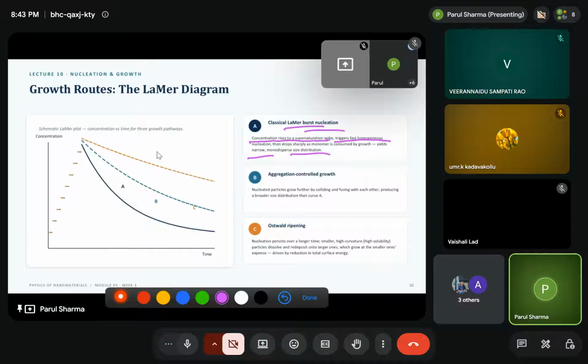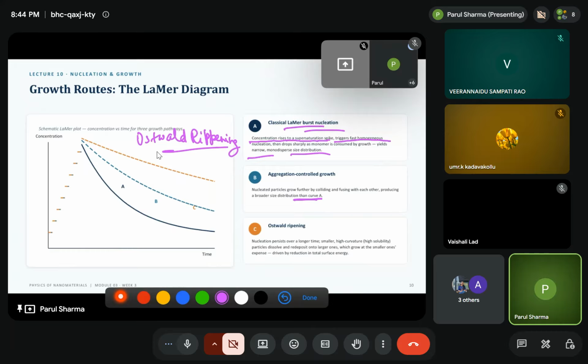The second is curve B, where particles grow through aggregation, resulting in a broader size distribution than curve A. And the third is Ostwald ripening. In this case, it favors the growth of the larger particles at the expense of smaller ones.